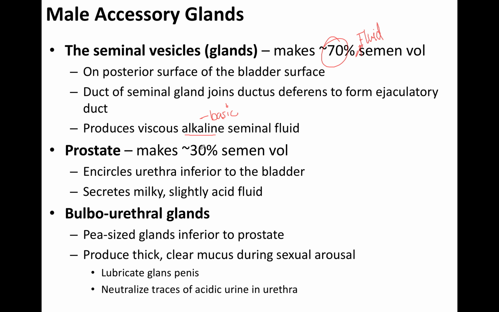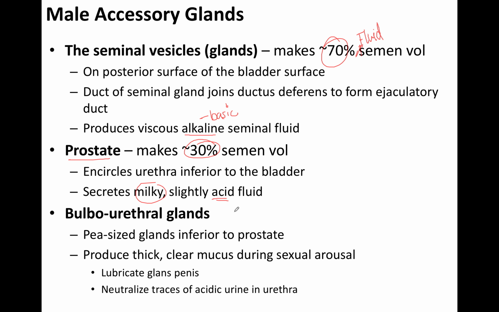The other 30% of the semen volume is going to come from the prostate. So the prostate is going to be kind of a donut-shaped gland at the base of the bladder. The prostatic urethra is going to go right through it, and its secretions are going to be a little bit more acidic, kind of milky in color.